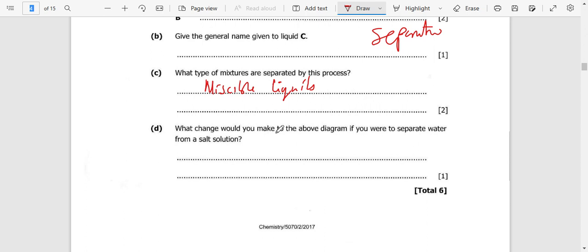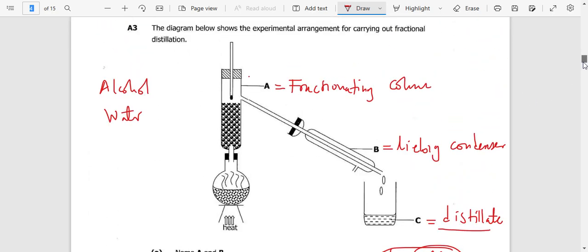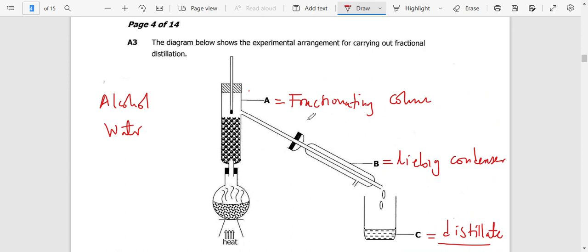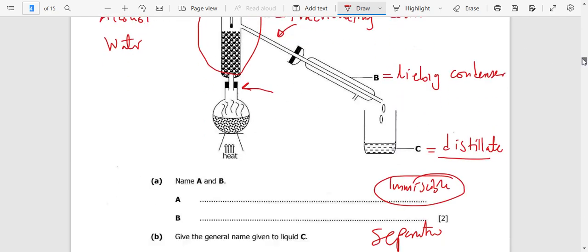What change would you make to the above diagram if you were to separate water from salt solution? So if you want to separate water from salt, then what you use is simple distillation. So you simply remove the thermometer and the fractionating column. That's what you remove. And then connect the Liebig condenser direct to the volumetric flask.